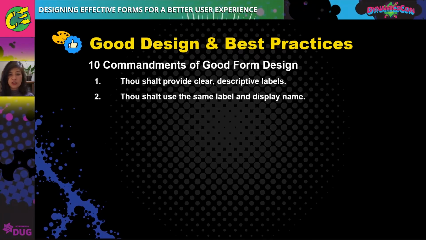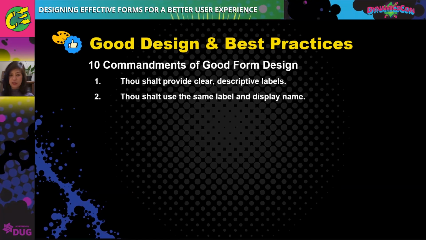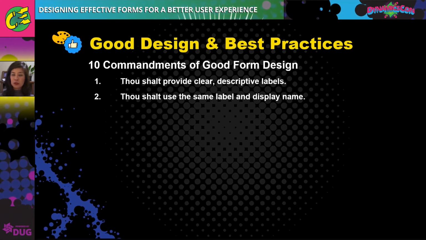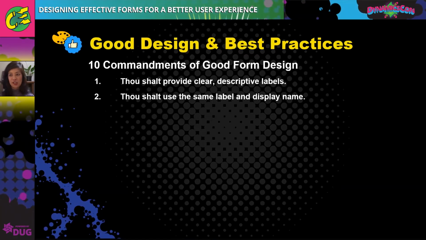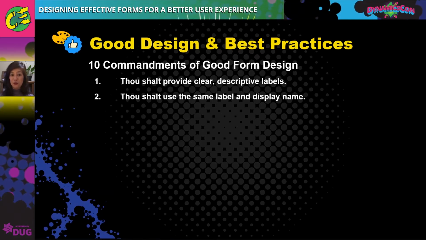Right, second one, thou shalt use the same label and display name. Now this is around when we're creating a field. Initially the field will have the same label and the same display name. But we go through iterations and review it with the users, and sometimes they would want to change the label. And most of the time we change the label, but we forget to change the display name. And so when you're going to the advanced find and on the view, you're not going to be able to see that same field because on the form it's named differently as opposed to the advanced find and the views.